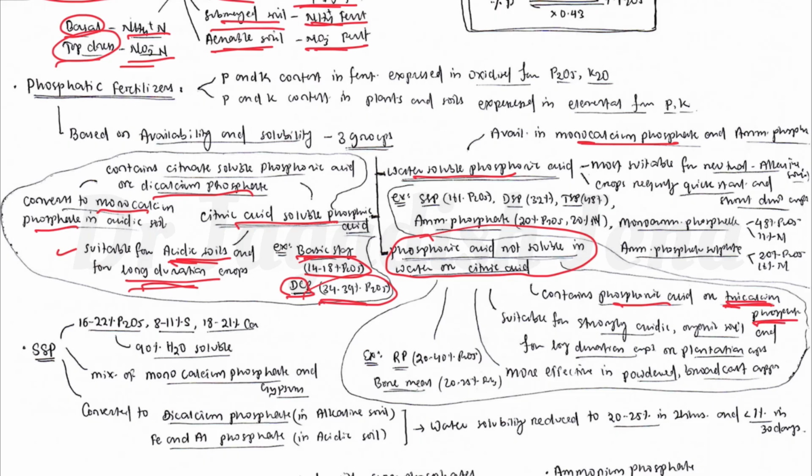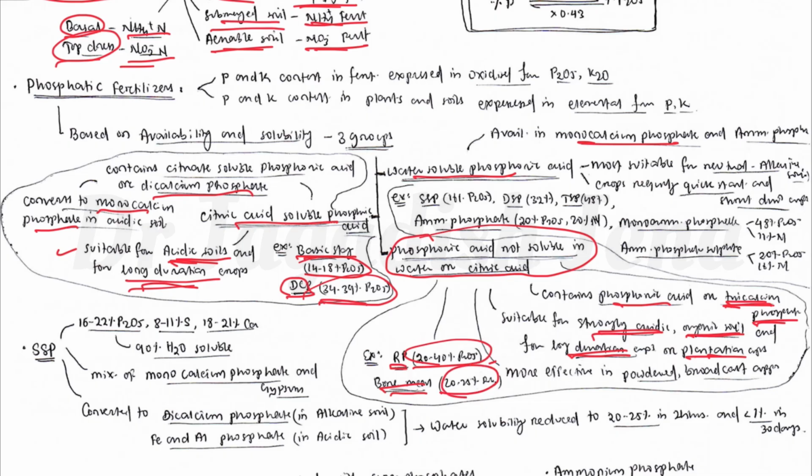It is suitable for strongly acidic soil, I mean having very high organic matter, and for long duration crop or plantation crop. That is very suitable for this type of fertilizer. For example, rock phosphate is a water and citric acid insoluble phosphatic fertilizer containing 20 to 40% P2O5. Then bone meal contains 20 to 25% P2O5.